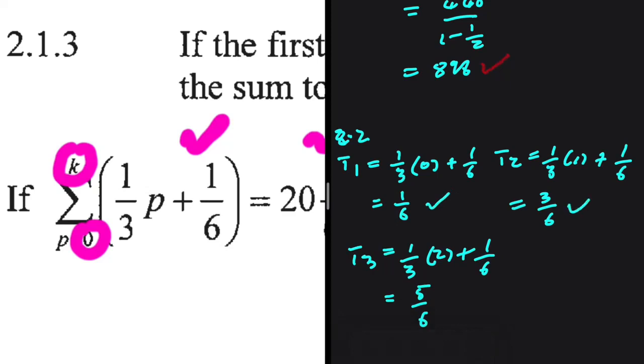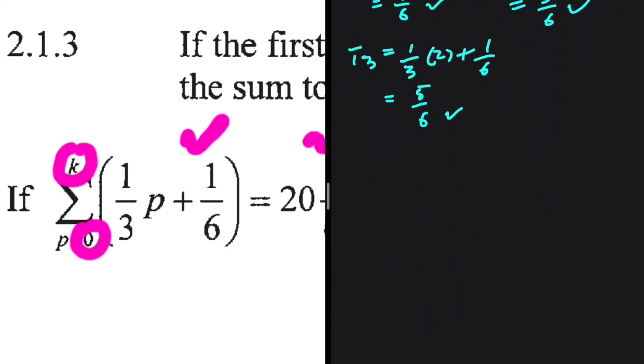T1, T2, T3. Let's see how our series looks like. So we have 1 divided by 6 plus 3 divided by 6 plus 5 divided by 6. Do we have a common ratio or do we have a common difference? We need to determine whether it is geometric or arithmetic. 5 divided by 6 minus 3 divided by 6 is 2 divided by 6.